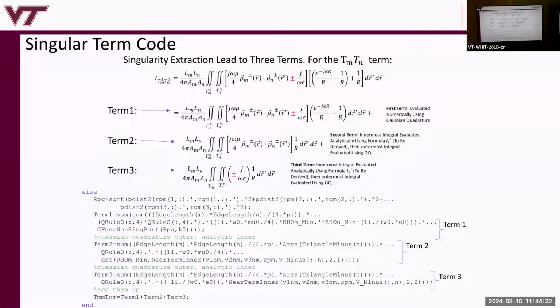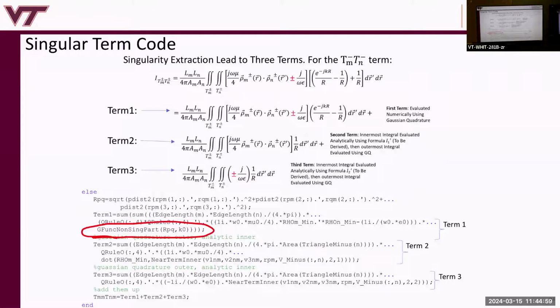And term 1 is nothing but the double sum, Lm, Ln over 4 pi, then we have the quadrature rule observation, quadrature rule source, the weights, j omega mu, rho, and minus, and then the same thing as we had before, except now e to the minus jkr over r becomes e to the minus jkr over r minus 1 over r. And I have this function called get Green's function non-singular part.